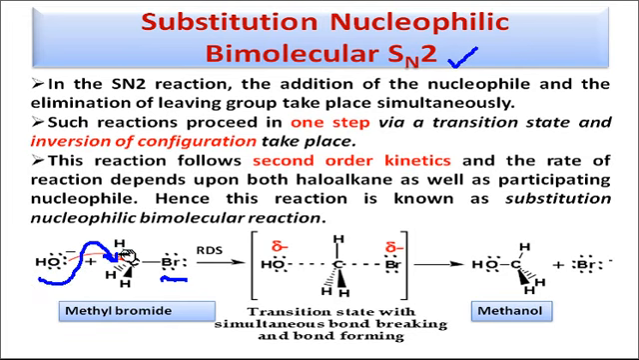Both the processes, that means the departing of the leaving group as well as the attaching of the nucleophile, take place at the same time. Both processes go on simultaneously. So in this type of reaction, the process proceeds with a one-step mechanism. That means attaching and leaving, both processes take place in one step only, which is the rate determining step as well.